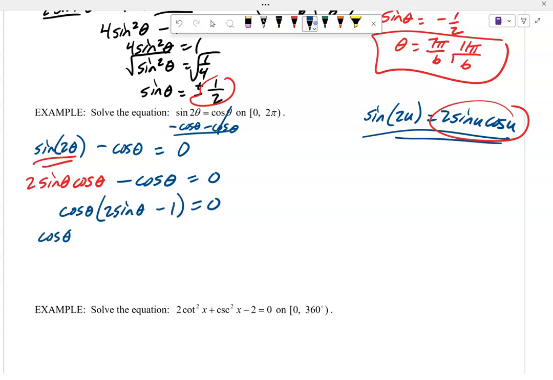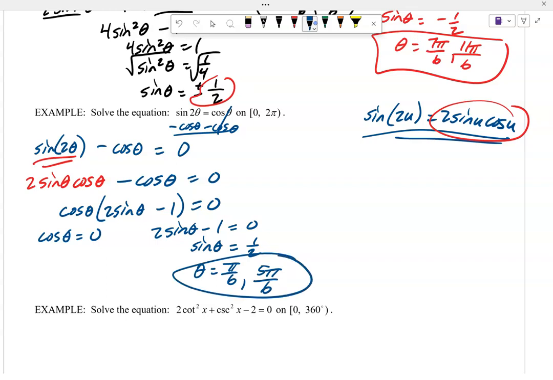So we have cosine theta equals 0. And we have 2 sine theta minus 1 equals 0. Add 1, divide by 2, divide by 2. So sine of theta is a half. So that would be at pi/6 and 5 pi/6. And the cosine of theta equals 0. That would occur at 90 degrees, pi/2, and 270 degrees, 3 pi/2.